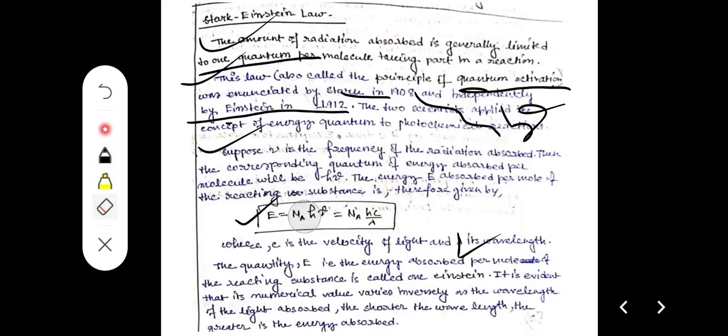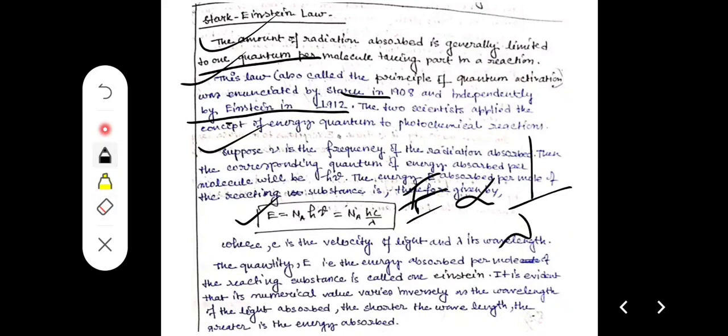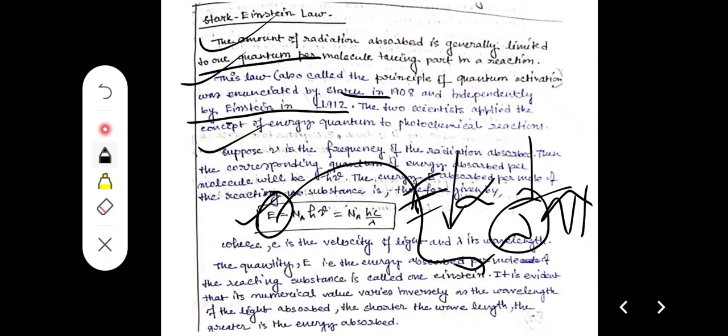So as we know, energy is inversely proportional to lambda. If this energy is called Einstein, then when lambda increases, the energy decreases. When lambda decreases, the energy increases.